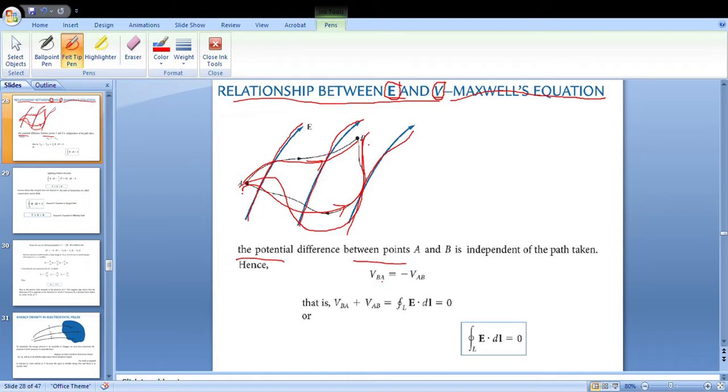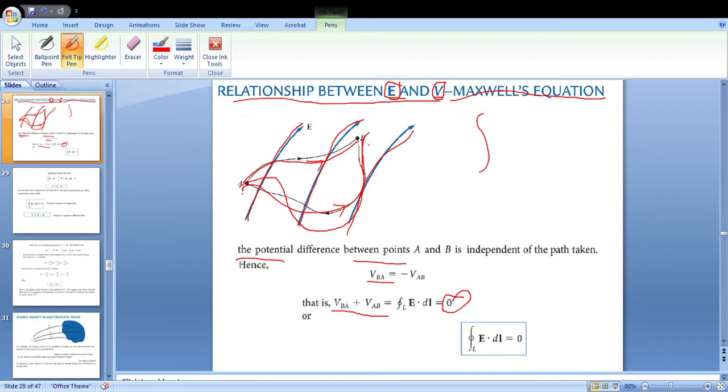Hence, VBA will be equal to minus VAB, right? Or if I take it to this side, I'll get VBA plus VAB is equal to 0, right?